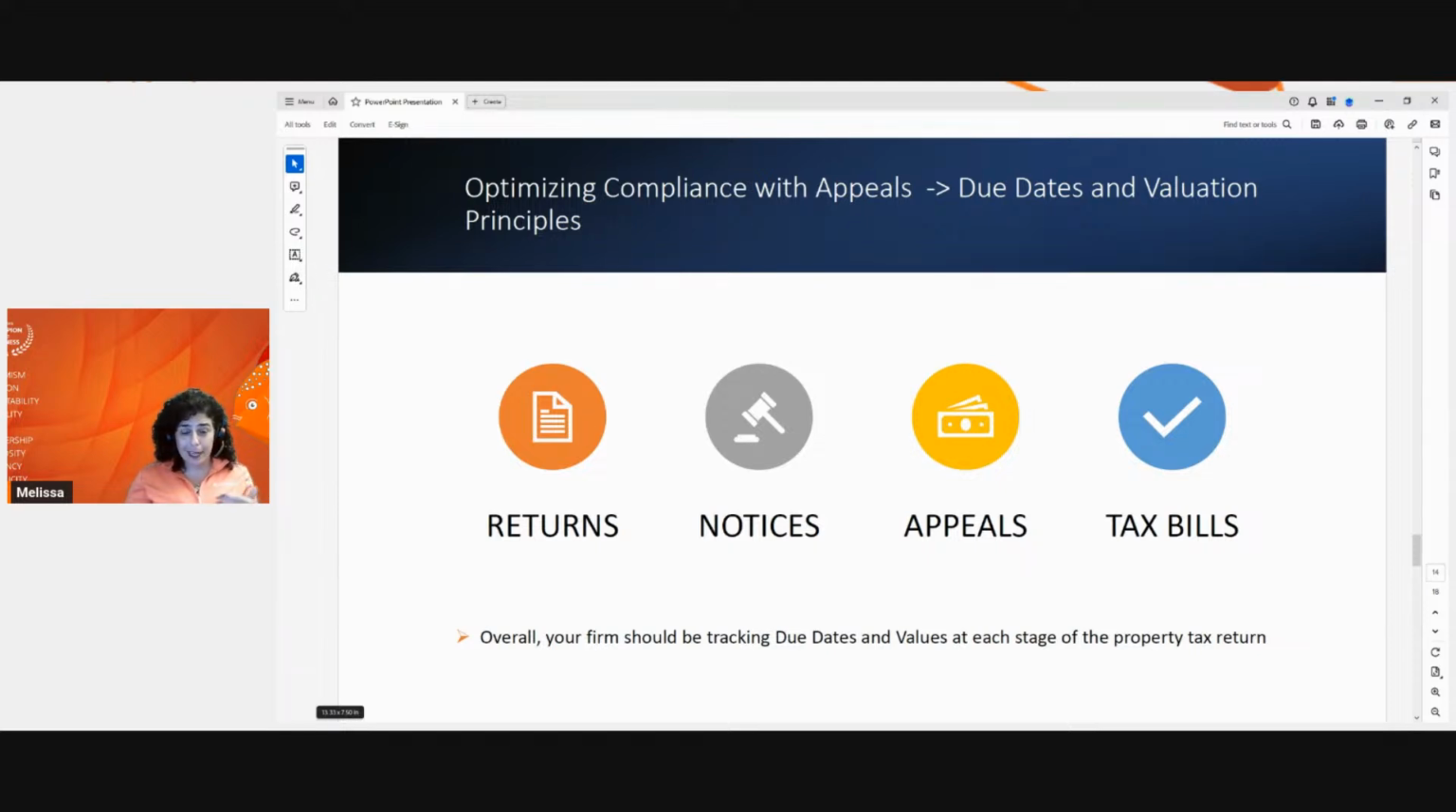Again, if you have real estate, a parcel number is going to be all the way through with your notices, your appeals, your tax bills. But with personal property or business personal property, that's going to be sometimes one to one, and sometimes it's going to be one return, tons of notices, tons of bills for that same return.